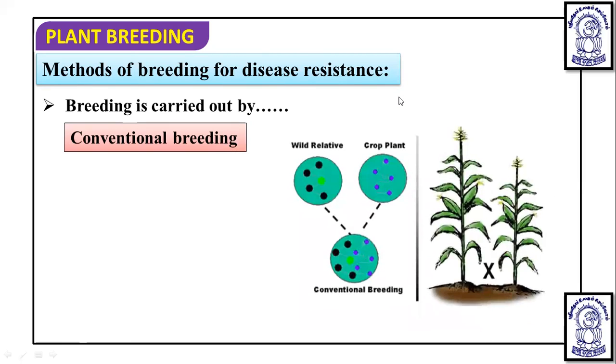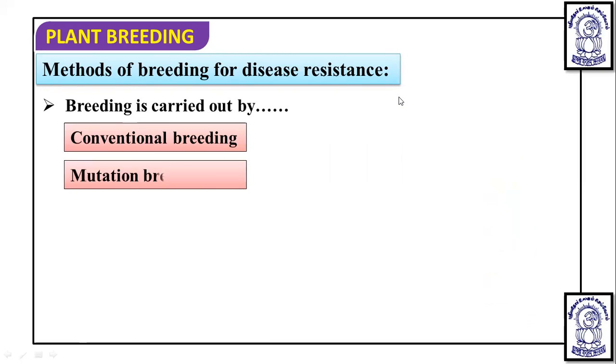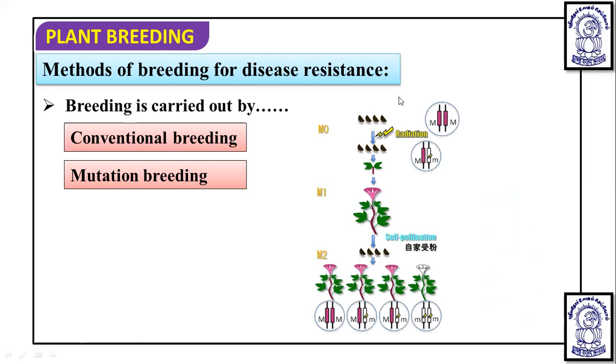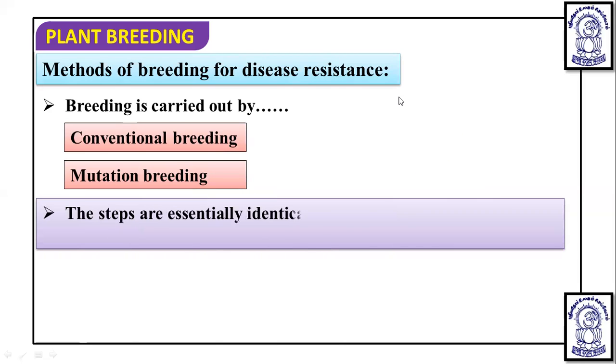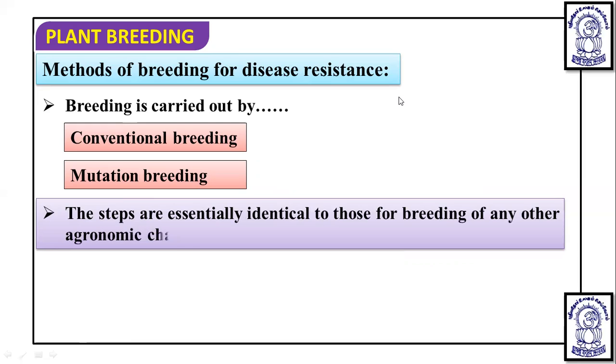And another method is mutational breeding. Okay, either by the conventional breeding technique or mutational breeding, disease resistance can be gained. The steps are essentially identical to those for breeding for any other agronomic character such as high yield. The steps are similar.